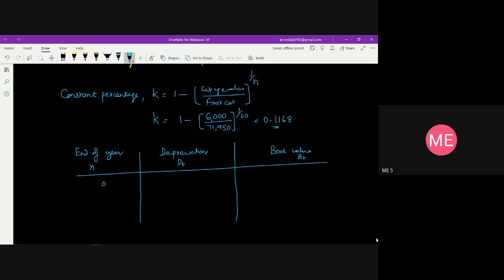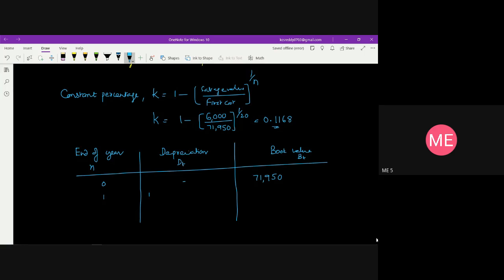At the end of 0 years, there will be no depreciation amount, and whatever the first cost is, that is 71,950, will be the book value at the end of year 0. Means this will be taken as the initial value. So now at the end of the first year, we need to calculate D1.